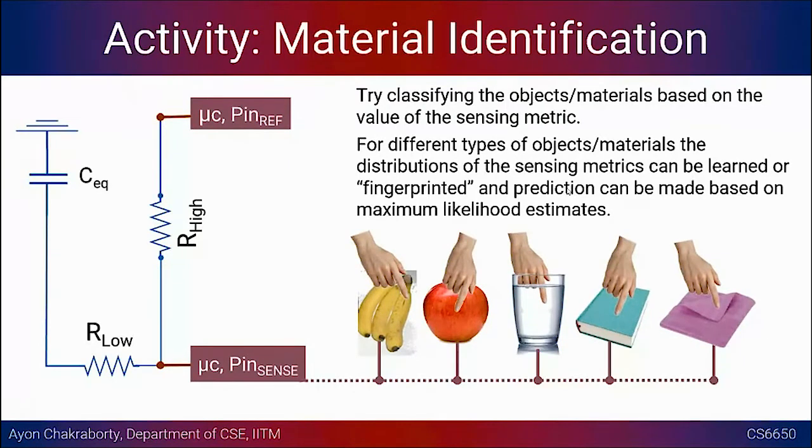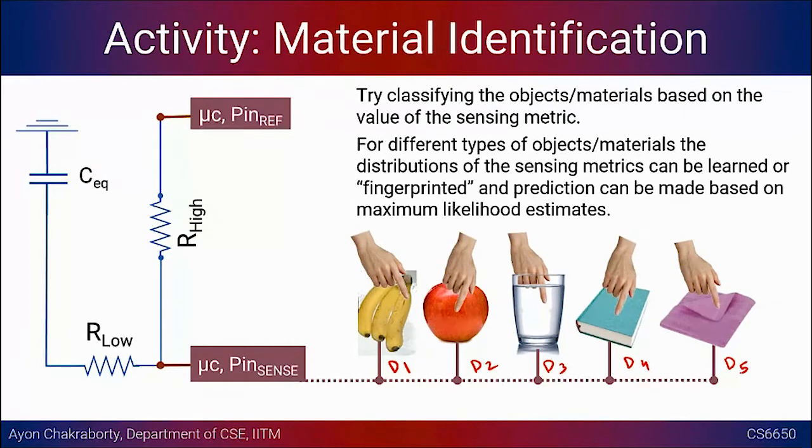If this is connected to the electrode or sense pin, whatever we call it, and somebody comes and touches that particular object, be it a book or a banana, they will have different distributions for the sensing metric. Whenever you start receiving the value of your sensing metric on touch, because you are always doing this touch sensing operation, you can see which distribution it is most likely to belong to. So D1 represents the distribution for banana, then D2, D3, and so on, D4 and D5.